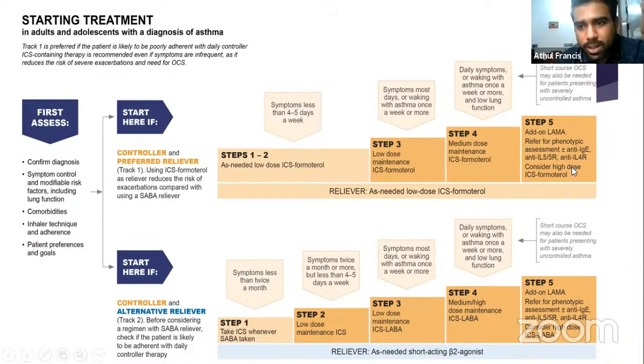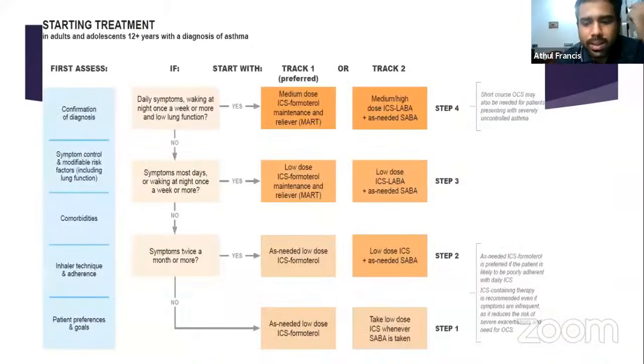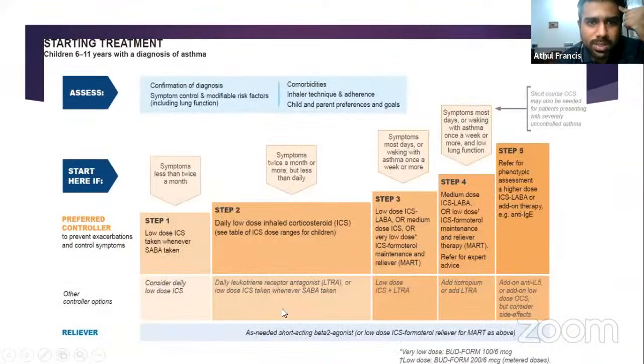Your LTRA, the leukotriene receptor antagonist, can be tried in uncontrolled asthma or severe asthma, and maybe earlier. This is something which was given in the earlier GINA guidelines. In this, you can always use a daily leukotriene receptor antagonist or a low dose ICS whenever SABA is taken. So that also is not a mainstay of treatment. You can only try.